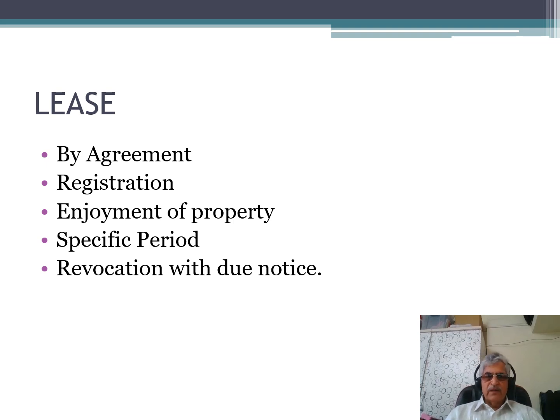So we have seen today specific charges regarding the immovable properties. Movable properties were also discussed in our earlier session. So thank you very much and all the best for your examination.